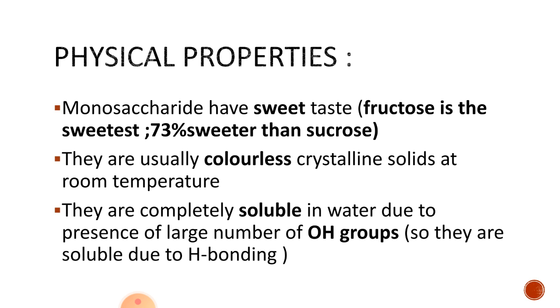The physical properties of monosaccharides are that monosaccharides have a sweet taste. Fructose is the sweetest of all monosaccharides. It is about 73% sweeter than sucrose. Sucrose is the common sugar which we use in our daily life, and fructose is 73% sweeter than that. Honey, you have definitely tasted, contains a much higher quantity of fructose. The same is the case with commercial candies, the center-filled candies, the jelly-like or jam-like material present within the center-filled candy. You may have tasted that it is much sweeter, so it contains a higher quantity of fructose.